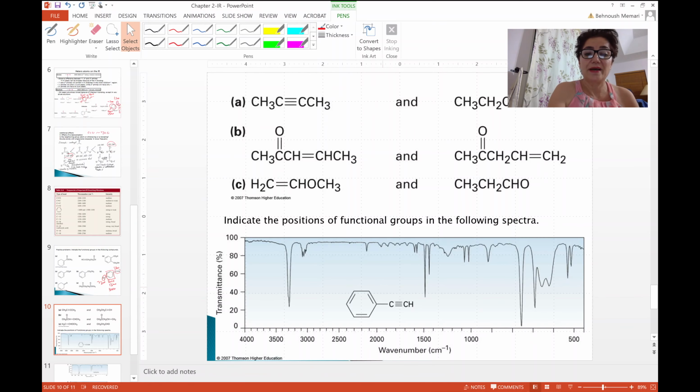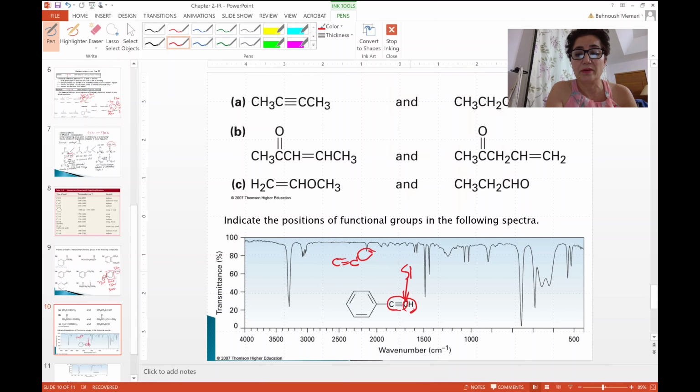In this spectrum, we have the structural formula with the corresponding IR spectrum. We just need to find and locate which peaks belong to which bond. The CC triple bond appears around 2200, so we have this as the CC triple bond. The hydrogen attached to the sp hybrid carbon appears around 3300, so this is the hydrogen attached to the triple bond.